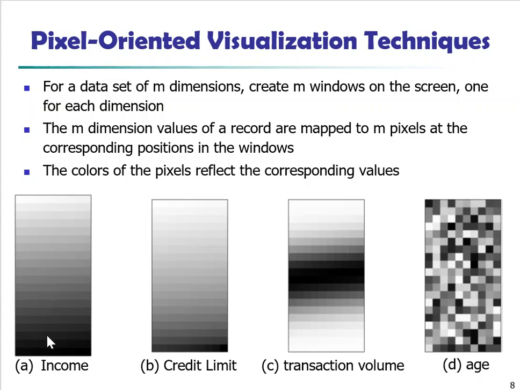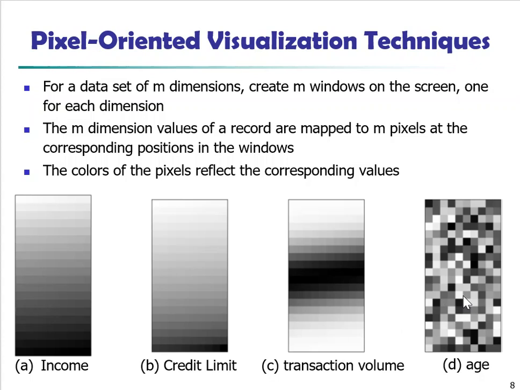We also see that people with high income and low income have lower transaction volume than people with middle income or middle credit limit. We further could observe that income, credit limit, and transaction volume are none of them correlated with the age of the user.